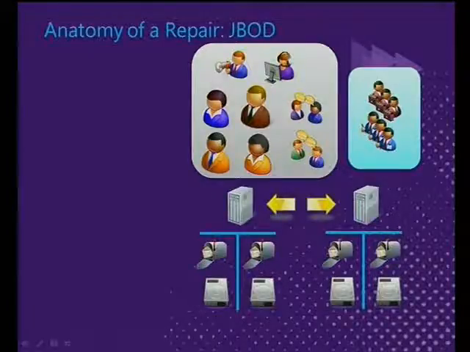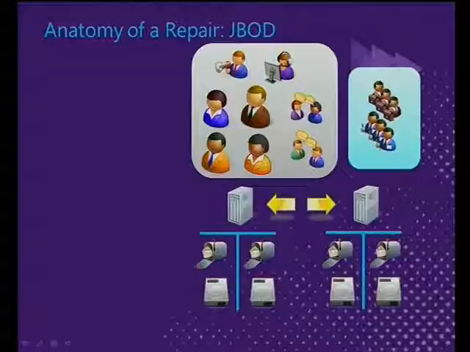With the JBOD implementation, we don't have any RAID in the environment. We've got individual disk access groups that are sitting on, for example, a 2 terabyte drive. We would have a large number of them to go through, and a large number of copies of the DAGs, to ensure that we've got redundancy across the environment. But what happens when an actual disk fails?